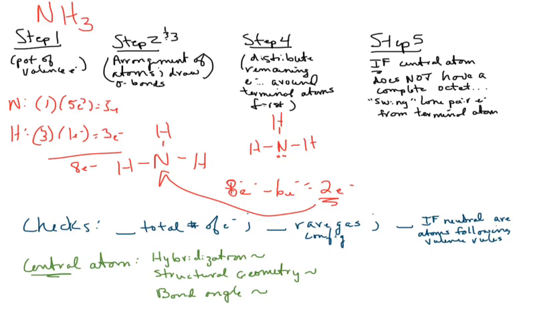So step 5 may or may not apply. Step 5 says look at the central atom, and of course the central atom is nitrogen, and it says if your central atom does not have a complete octet. Well, let's look at how many electrons there are around nitrogen. I got 2, 4, 6, 8. So actually the nitrogen is already happy. So in that box you can write not applicable. Was not required to do it this time.